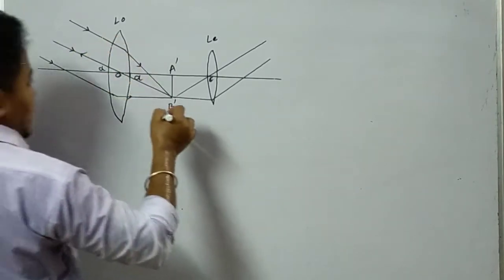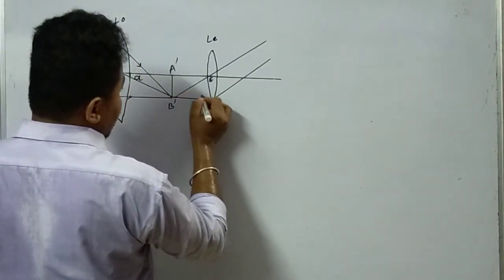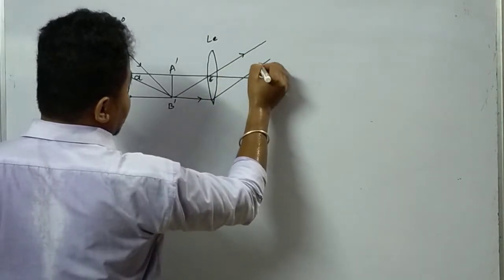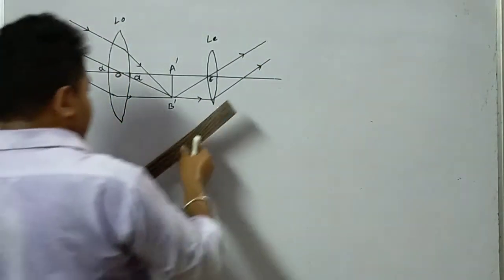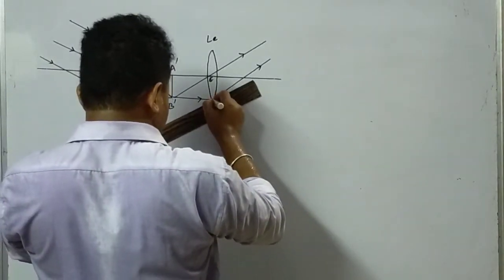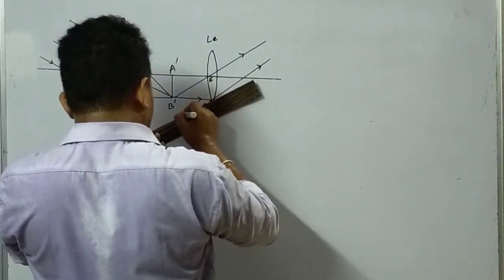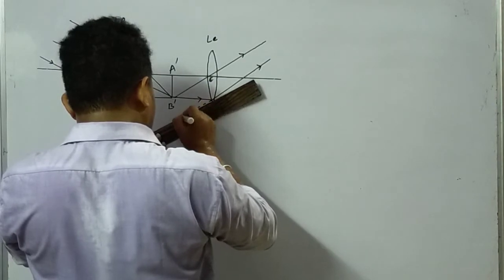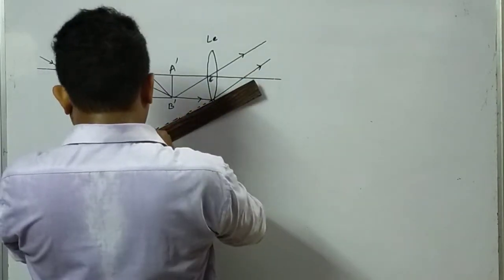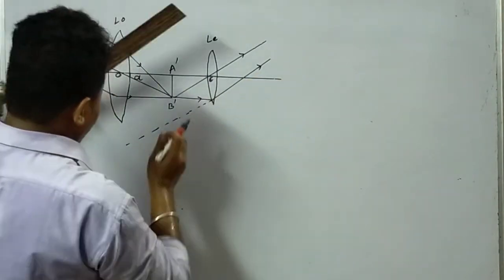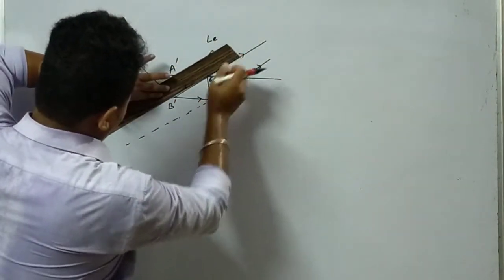This will be undeviated, as you know. Now in this case, where is the image forming? The image is forming at infinite distance, very clearly you can see. Like that, the image is forming at infinity distance.